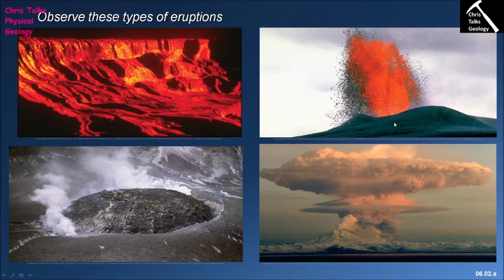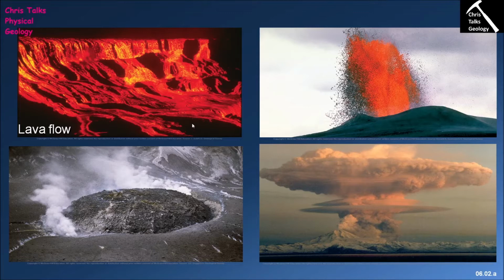So what we can see here is we have four images of different situations associated with volcanic eruptions. So the first image we have up here is one that's probably familiar to us. This is an image of a lava flow. So we've got to think to ourselves, what's going to be affecting the lava flow? And of course, it's going to be a reflection of the type of lava being erupted.